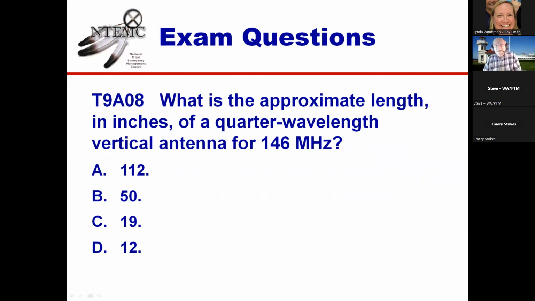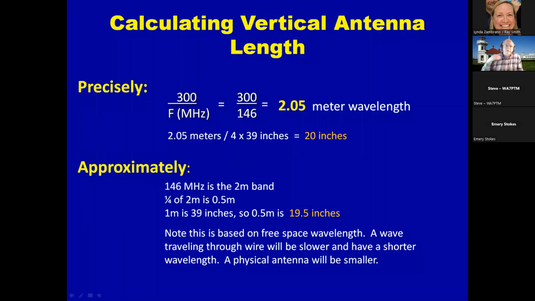What's the approximate length in inches of a quarter wavelength vertical antenna for 146 megahertz? I know there's math here, but it's actually quite simple. Let's take a look at this. So remember the formula, 300 divided by the frequency in megahertz will give you the wavelength in meters. So if we take 300 divided by 146, we come up with 2.05, pretty close to 2, right? That's a frequency in the 2 meter band. We divide that by 4 and multiply by 39 inches, and you get 20 inches.